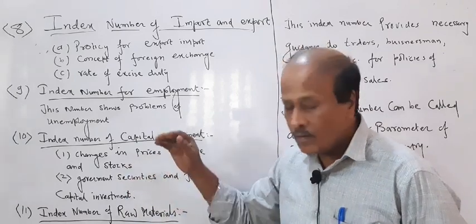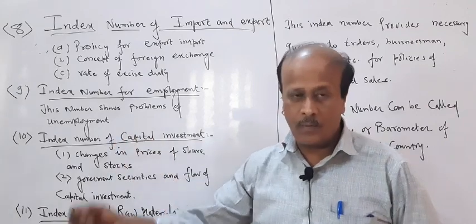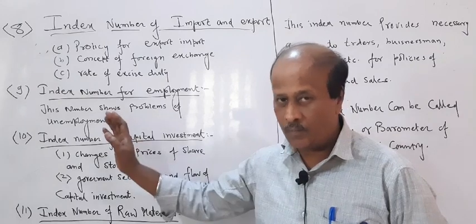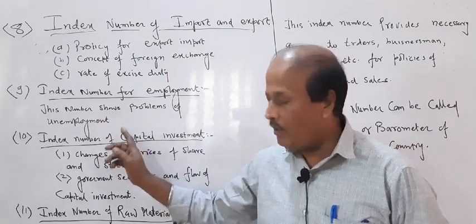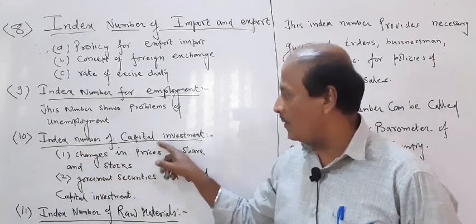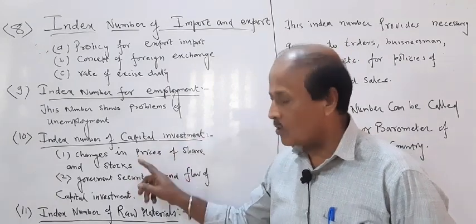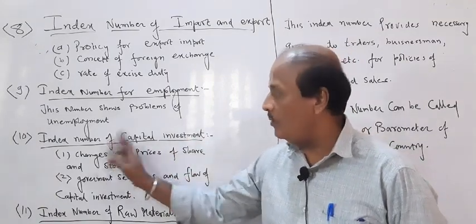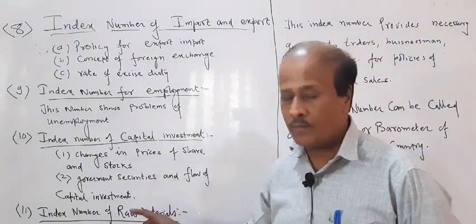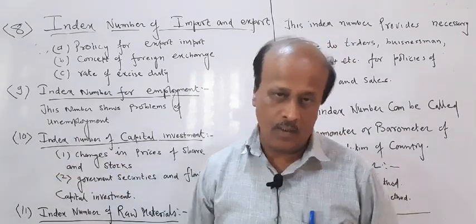I told you that for a 3-mark question, at least you should write one or two lines about that particular point, not only the heading. So here you can write: index number of capital investment. Changes in the prices of the share market or stock exchange can be known by this index number. Government securities and the flow of capital investment can be managed according to the knowledge of this index number.